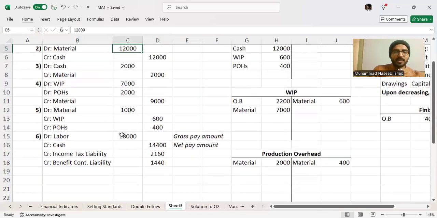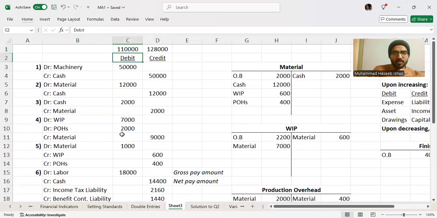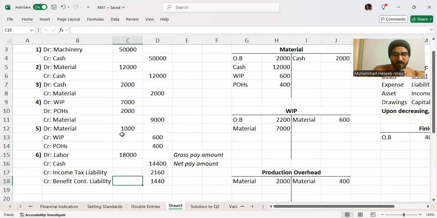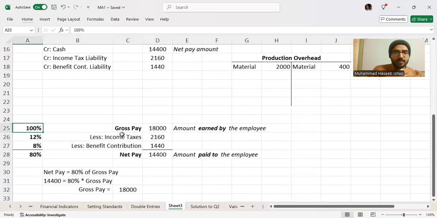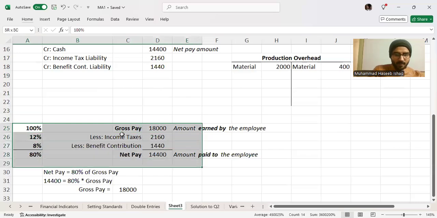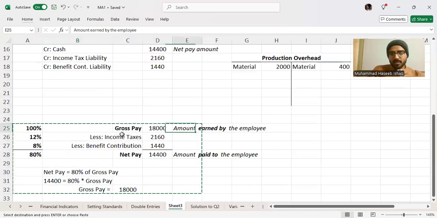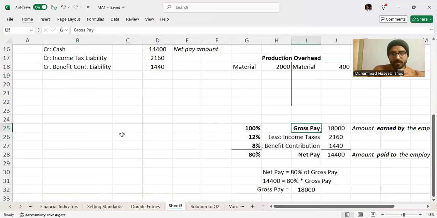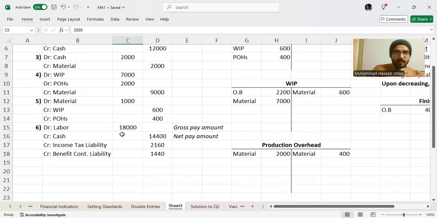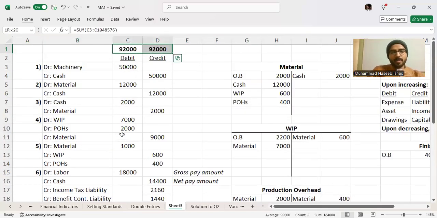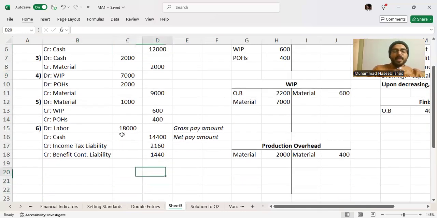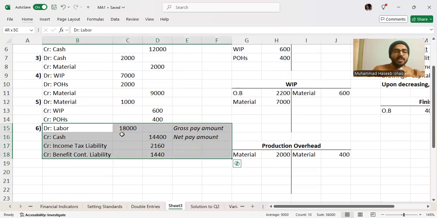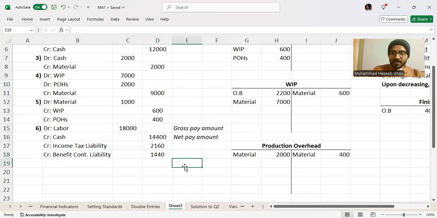So does the debit equal the credit? No, it is not equal. This is because we made a calculation error here. We can just take it somewhere else. This will be fixed. Right. So let's see. So yeah, debit equals credit. So this is the transaction related to labor.